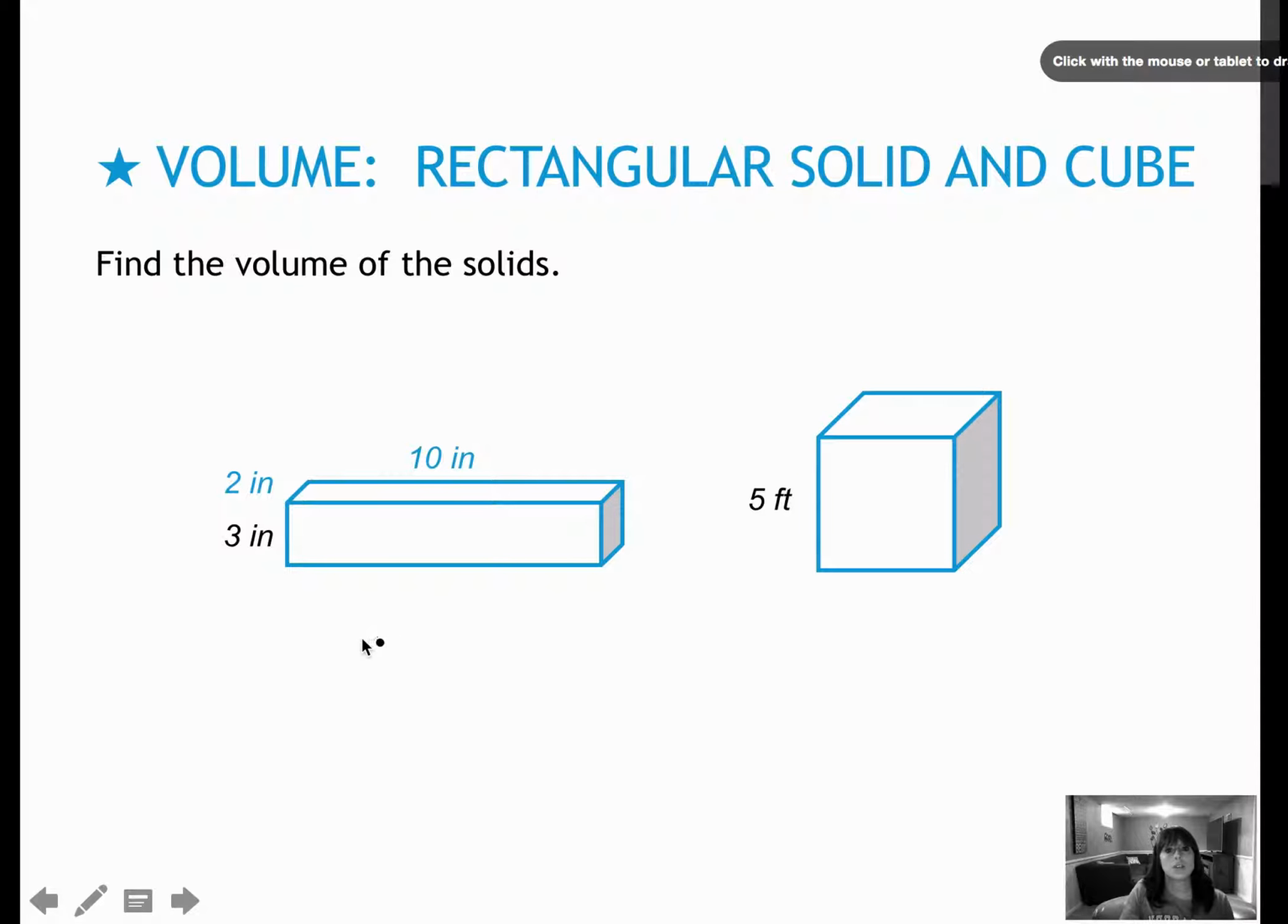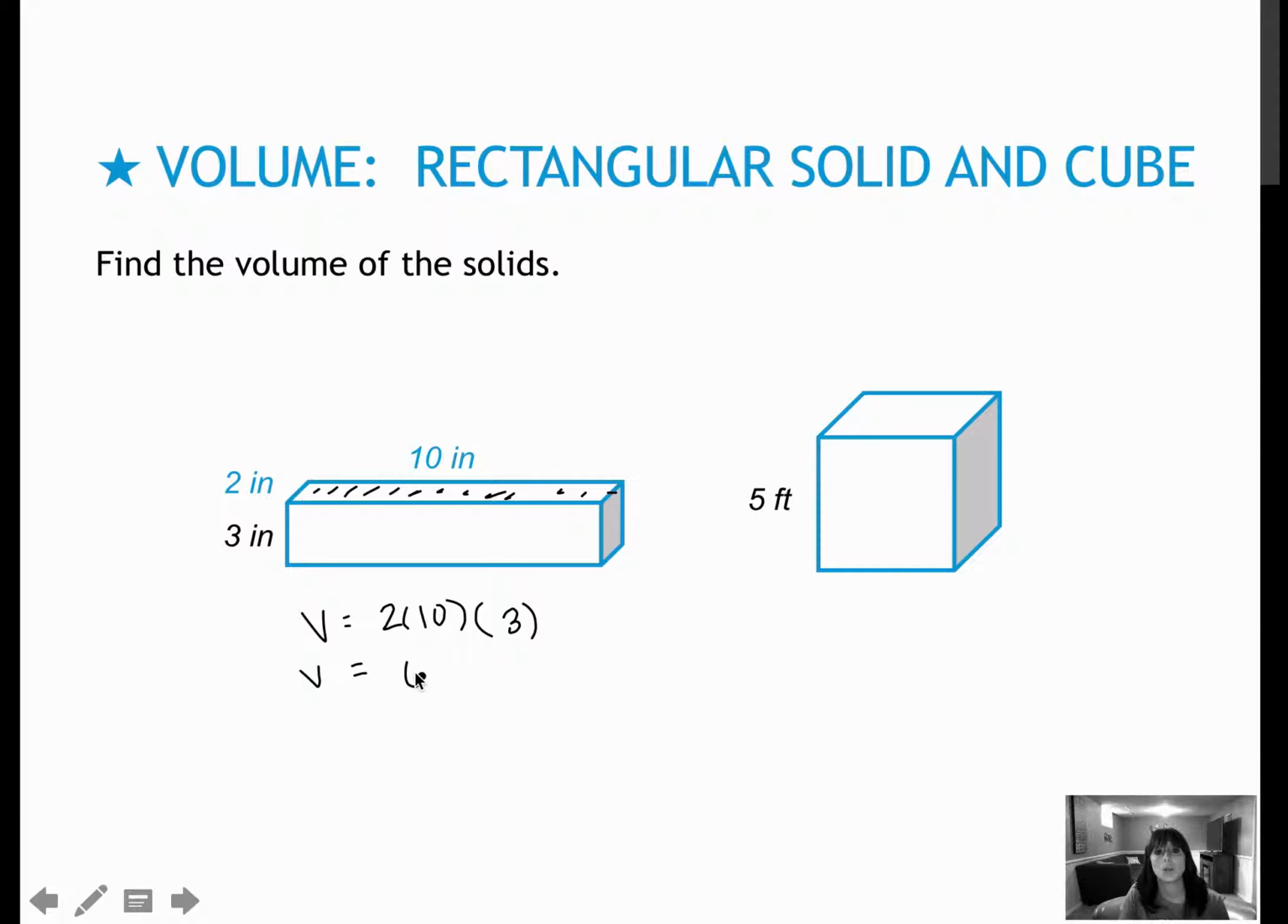So for my first, to find the volume, I'm going to take the base times the height. So I'm going to take the 2 times the 10, which is of course the area of this little rectangle, which is the same as the one on the bottom. And then I'm going to multiply that by big height, which is 3. So 2 times 10 times 3 would give me 60, and it'd be cubic inches, which means 60 little 1 inch by 1 inch cubes would fill up that figure.